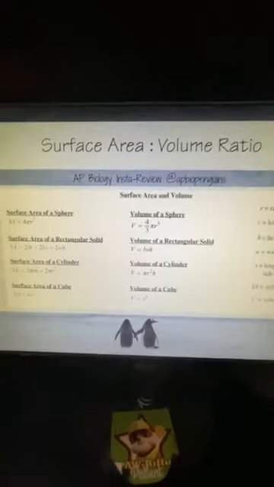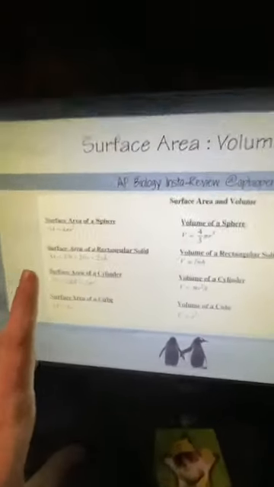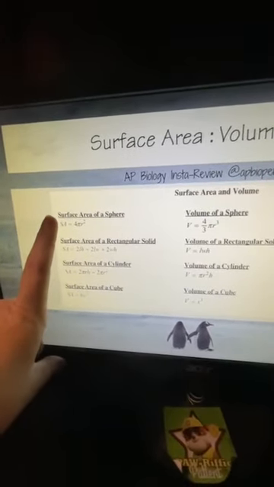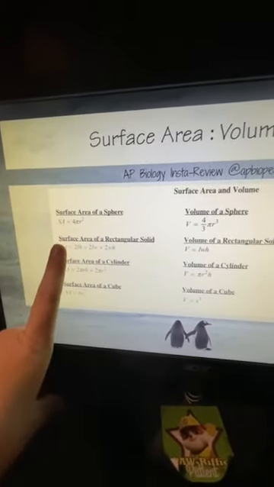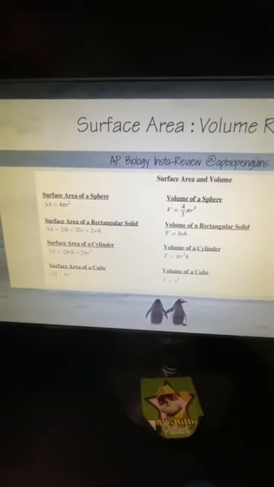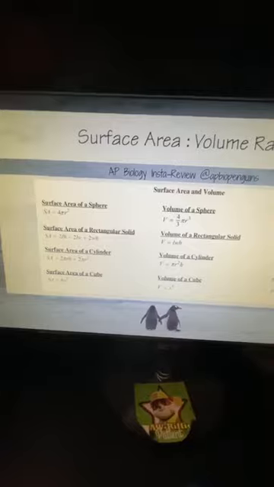So first thing, surface area volume ratio. Okay, so this is the formula sheet. You're going to notice that you have to be able to solve either the sphere or a rectangular solid or a cylinder or a cube. So my students, any of these are fair game for our unit exam that we have tomorrow. Anyone else in the world, any of these are fair game for your AP exam in May.